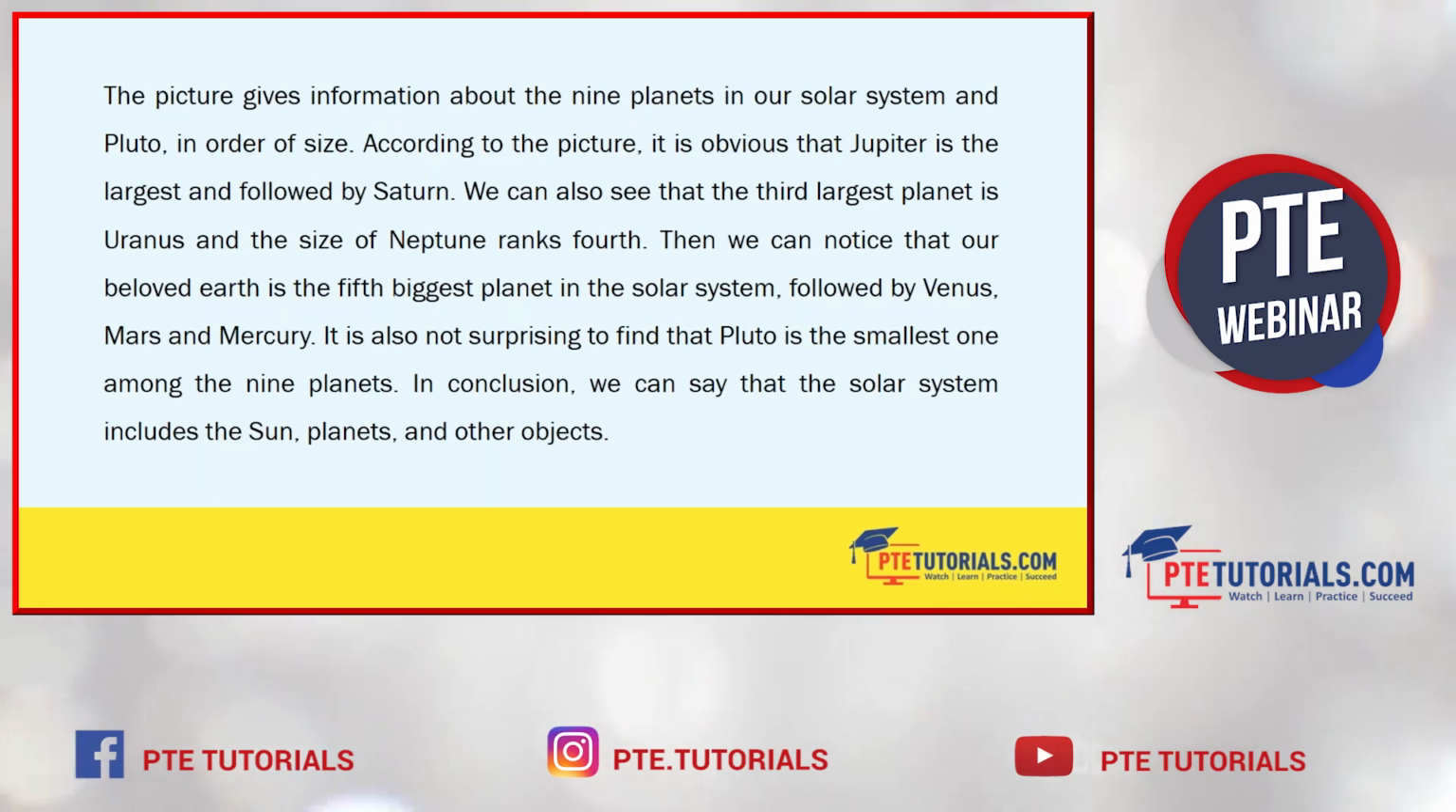Then we can notice that our beloved Earth is the 5th biggest planet in the solar system, followed by Venus, Mars, and Mercury. It is also not surprising to find that Pluto is the smallest one among the 9 planets, which is actually nowadays not one of the 9 planets. In conclusion, we can say that the solar system includes the sun, planets, and other objects.